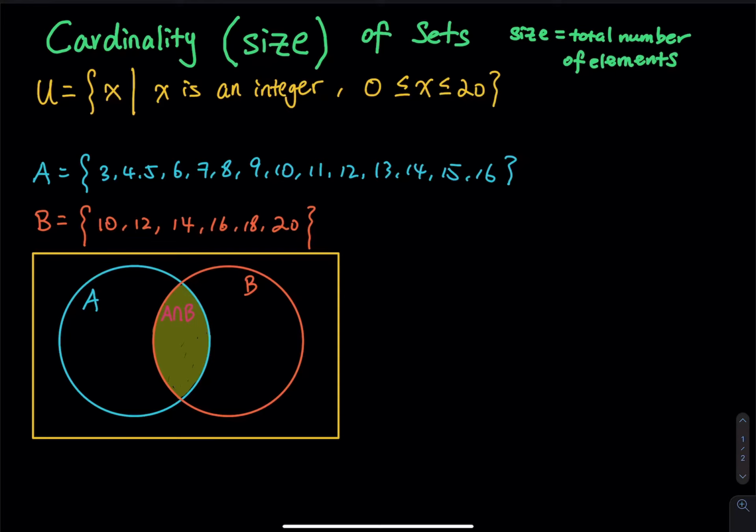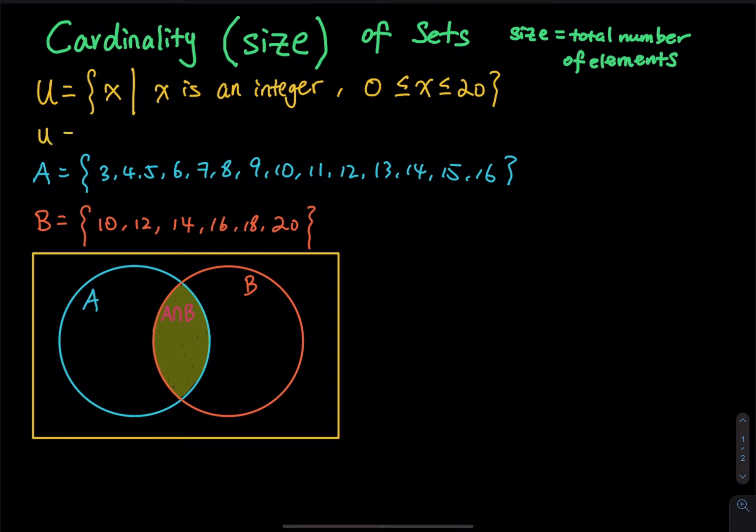Cardinality of a set means the size of that set. How do you measure the size? The size depends on the total number of elements in a set. So in this problem, I have a universal set. The universal set is x is an integer and x is between 0 and 20. So let's write all the elements out.